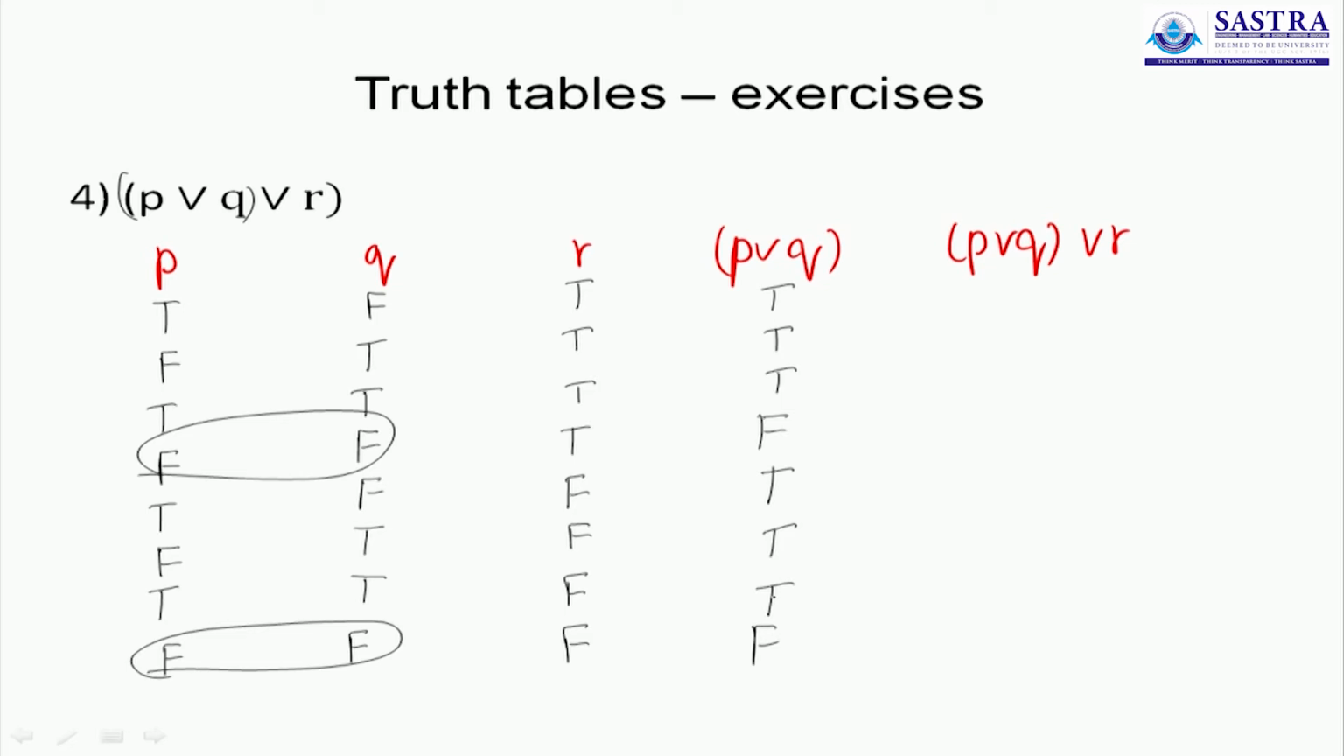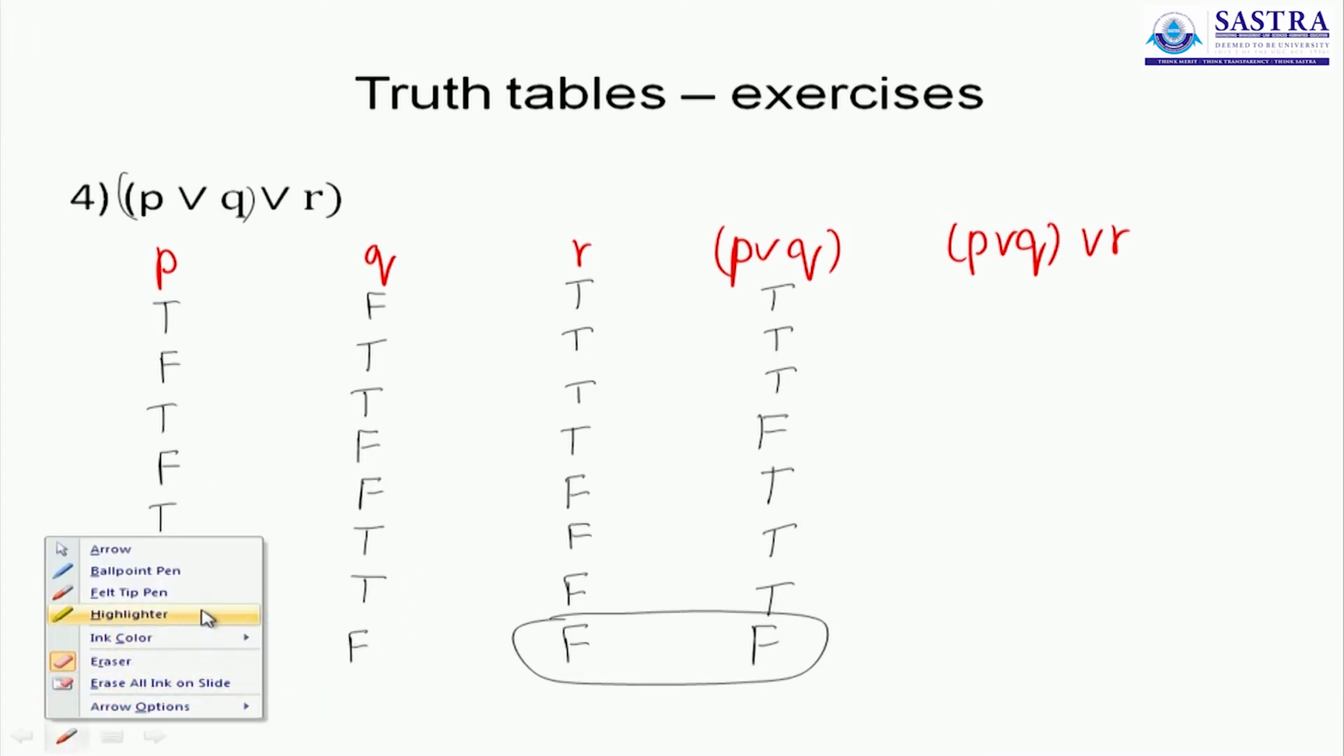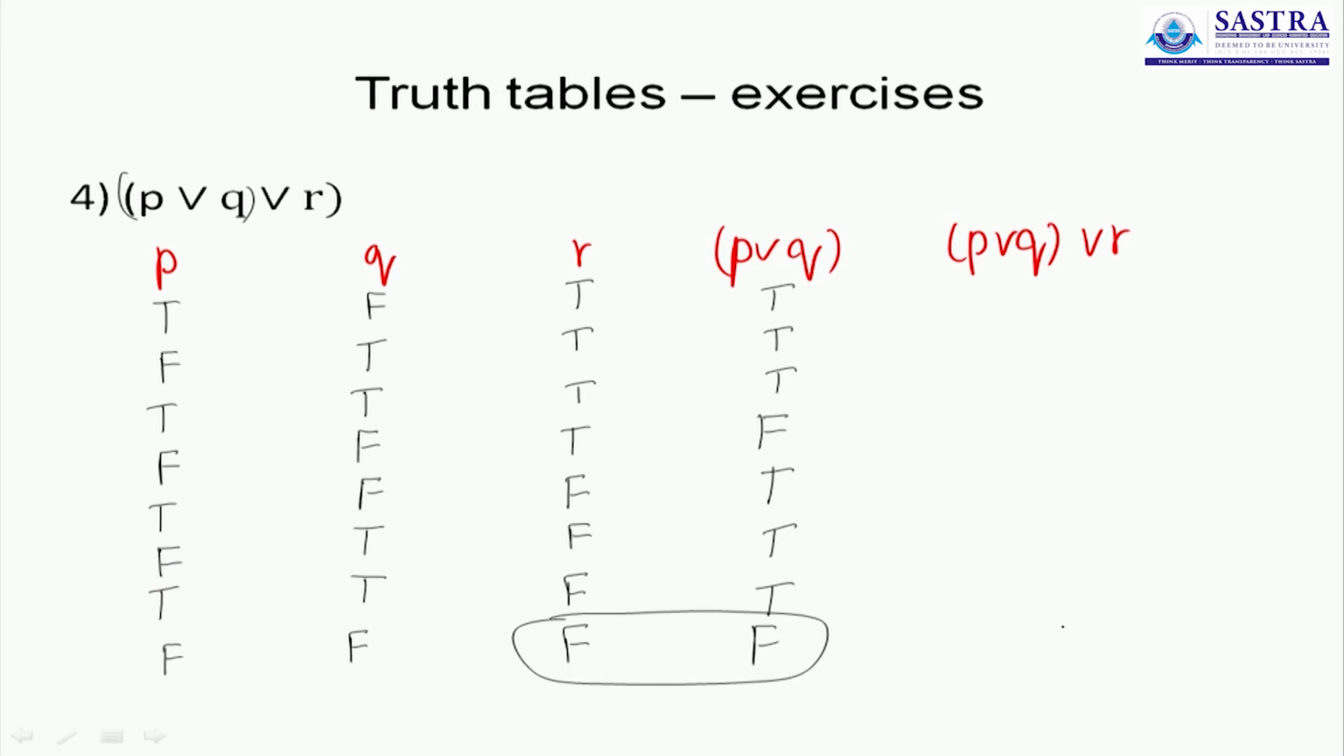Once again, it's a disjunction, so it's easy to work with. You only look at false values. Are they both false together? Yes, it happens that they're false together only in the last row of your truth table. Only in the last row. And only the last row is going to take up a false value. It's true everywhere else in the remaining 7 rows. That's how you complete this kind of disjunction.